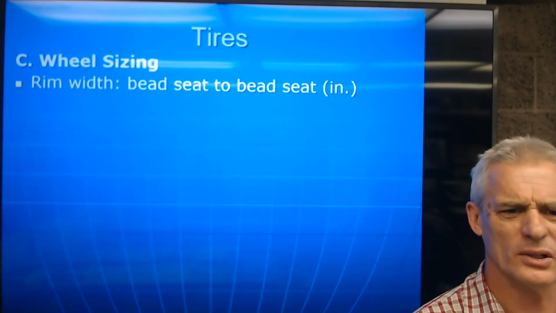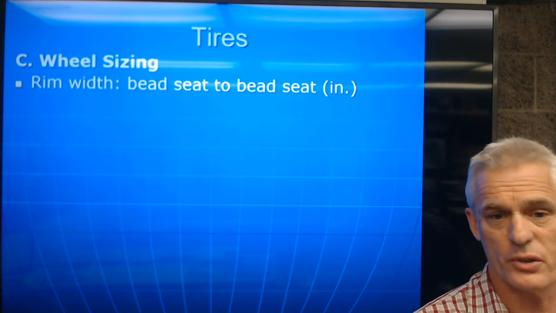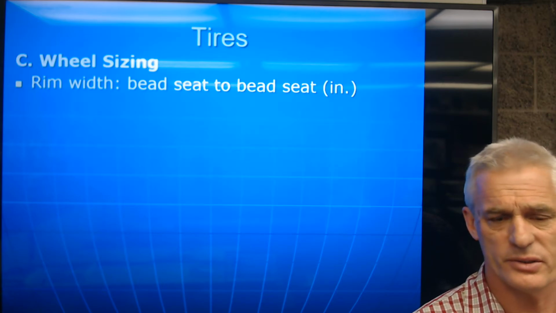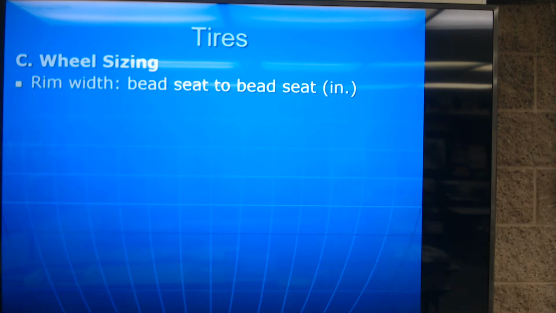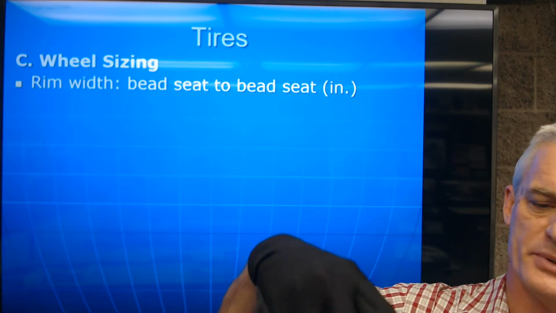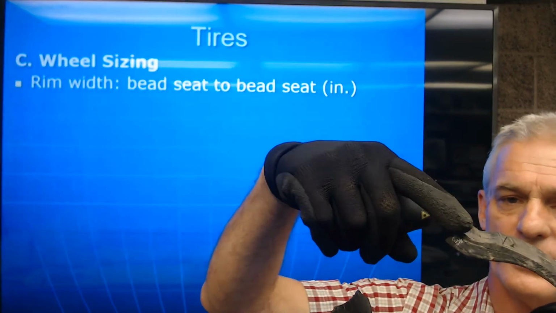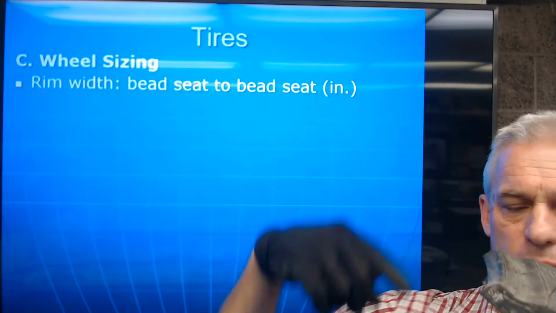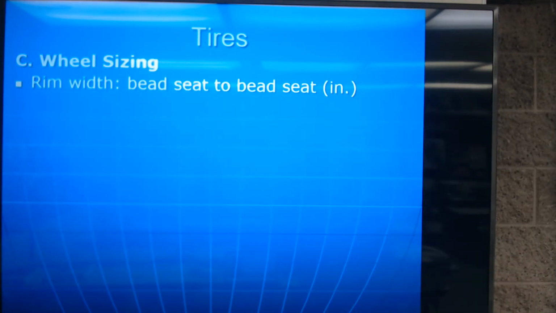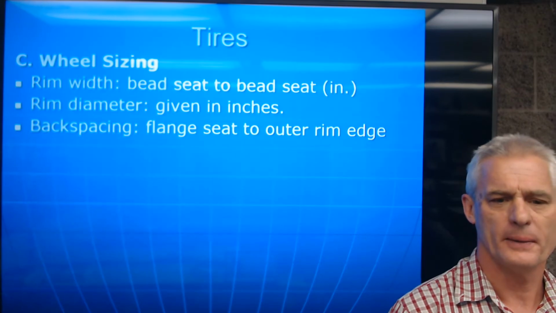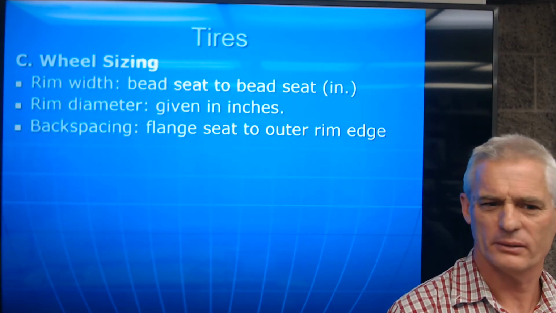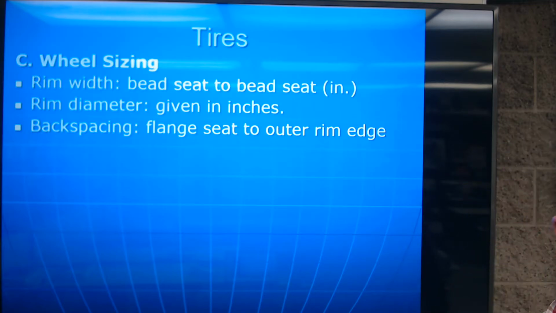Okay, so wheel sizing. There's the rim width, which we were just showing you, which is bead seat to bead seat in inches. The bead seat is the spot where this bulge, if you will, grabs the rim right here, where it contacts the rim. So the rim diameter we mentioned is given in inches. We just said that. The next thing is what we call backspacing. Backspacing is the flange seat to the outer rim edge.